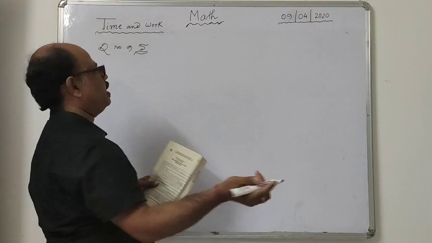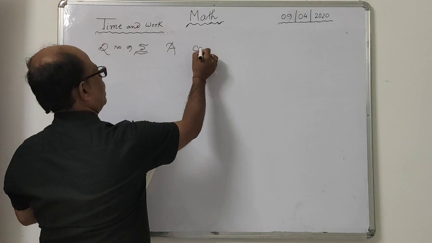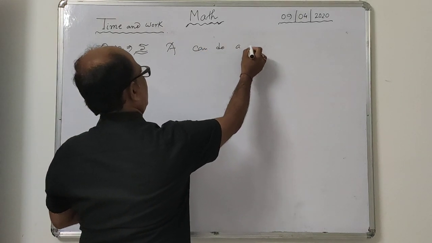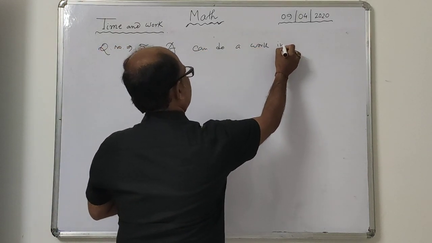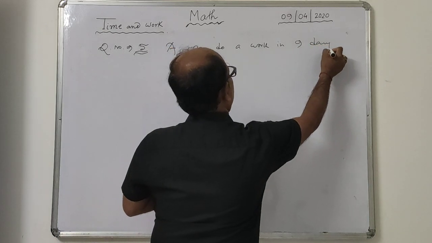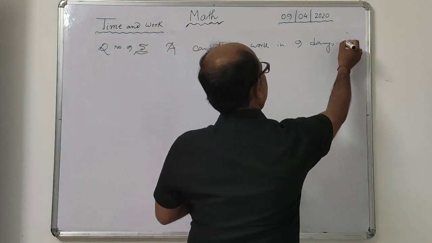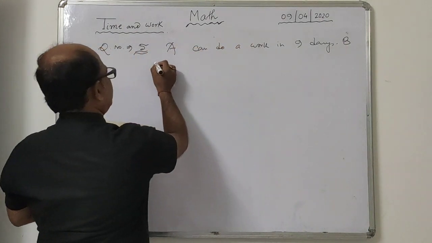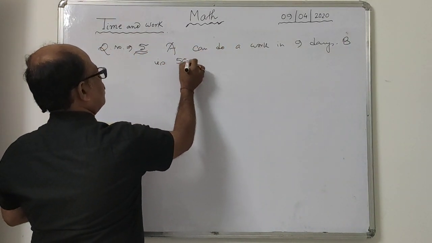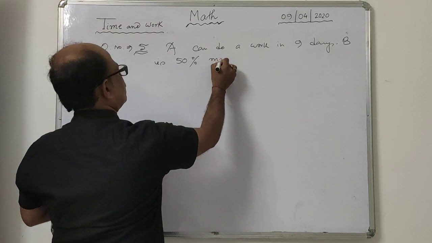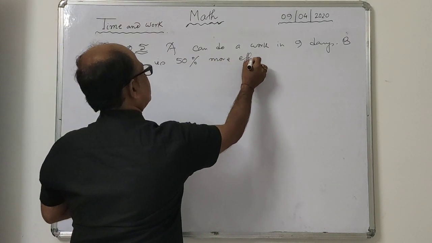A can do a work in 9 days and B is 50% more efficient.